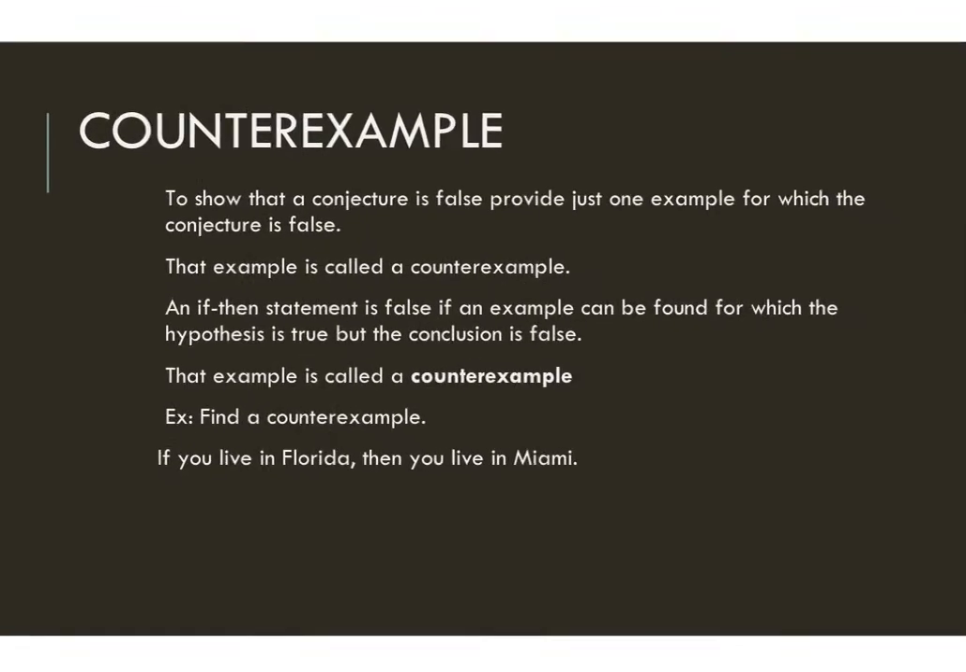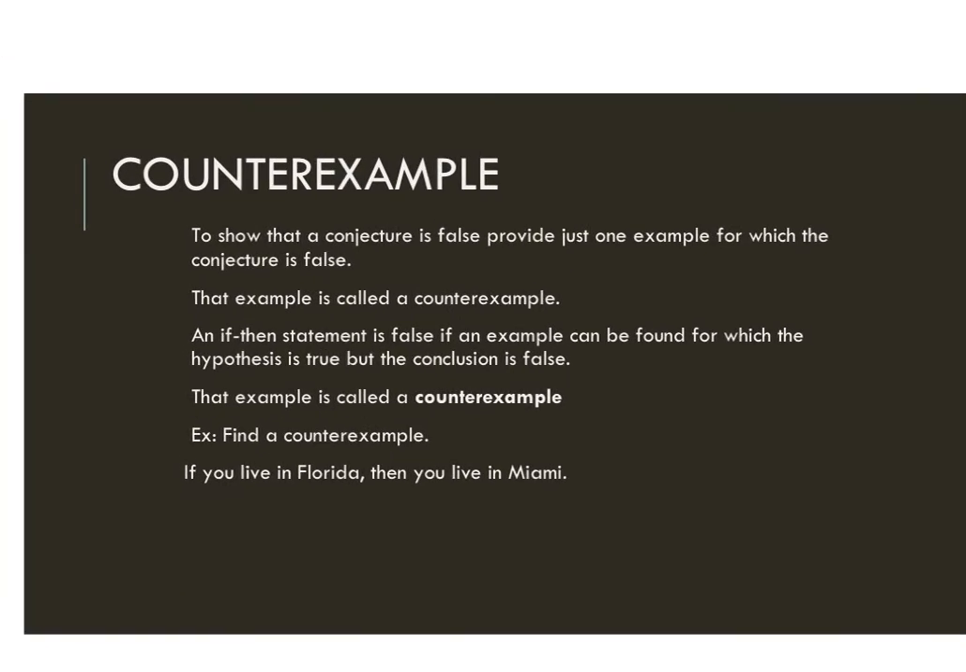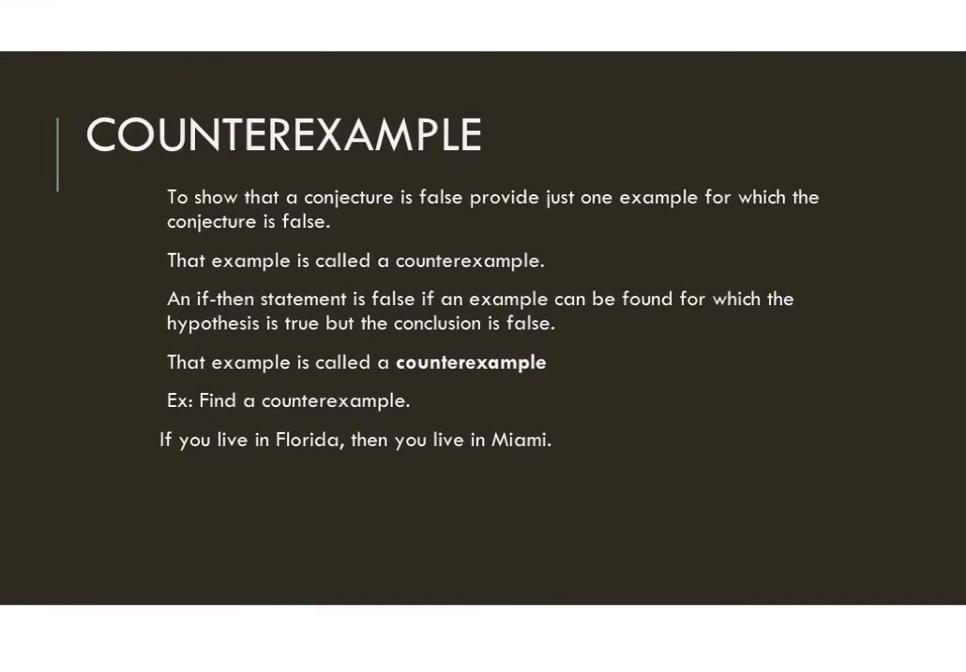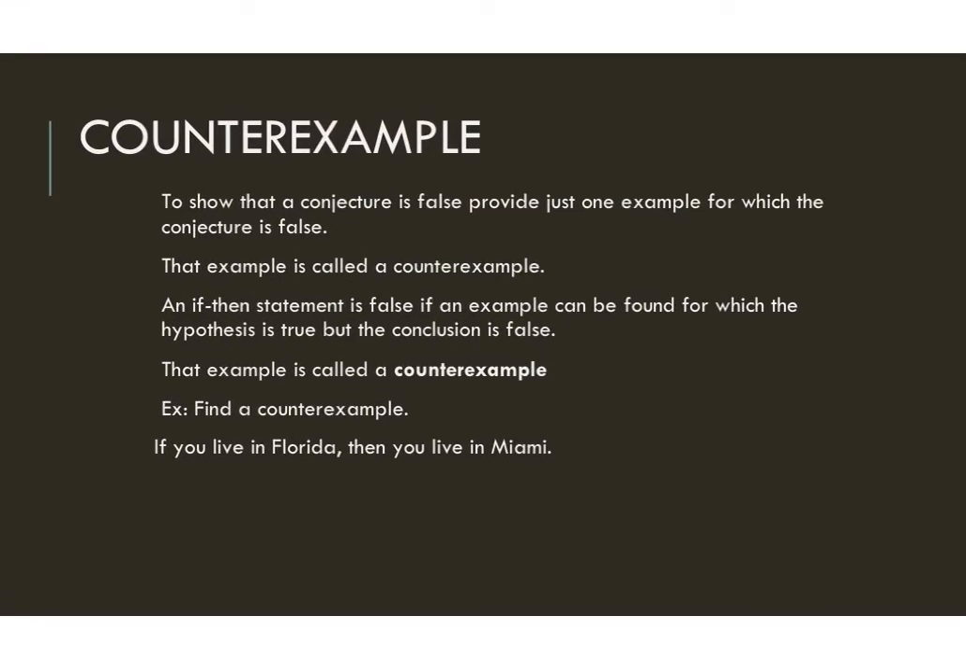Okay, counterexample. To show that a conjecture is false, just provide one example for which the conjecture is false. That example is called a counterexample. So a counterexample is just proving that any conjecture that you write could be false. If an if-then statement is false, if an example can be found for which the hypothesis is true but the conclusion is false, that example is called a counterexample.